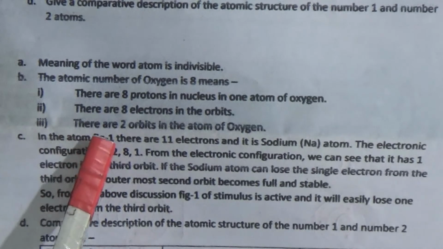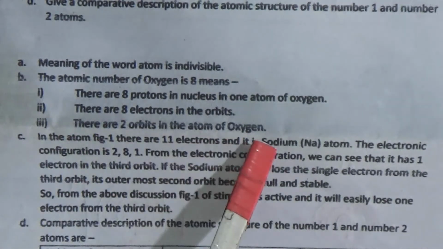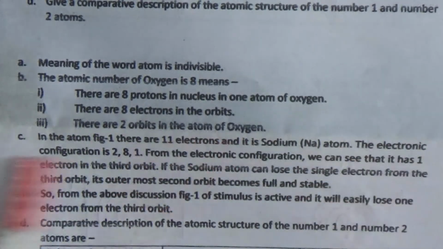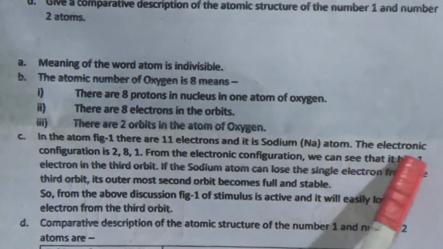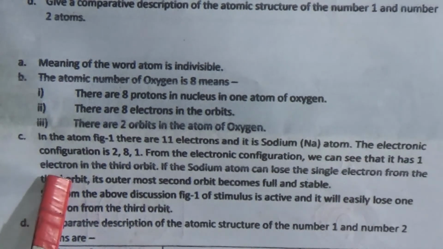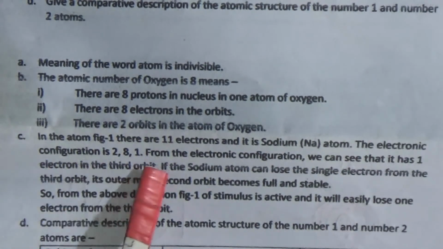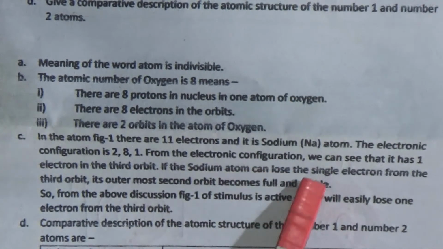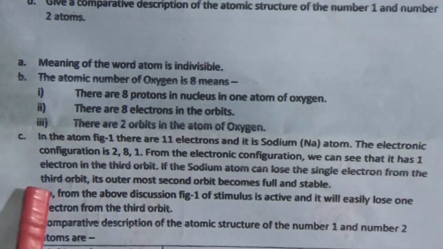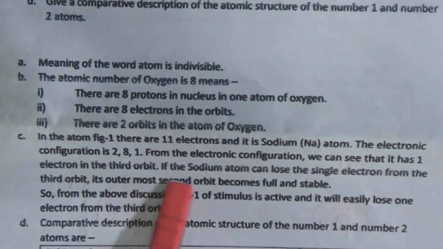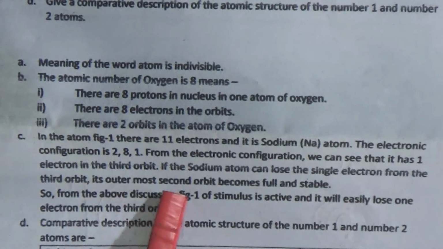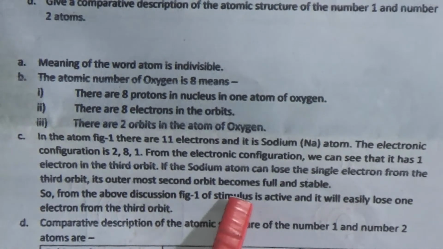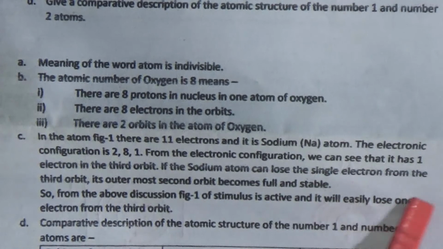In figure 1, there are 11 electrons and it is a sodium atom. The electronic configuration is 2, 8, 1. From the electronic configuration we can say it has 1 electron in the 3rd orbit. If the sodium atom can lose a single electron from the 3rd orbit, its outermost orbit, the 2nd orbit becomes full and stable. So from the above discussion, figure 1 of the stimulus is active and it will easily lose 1 electron from the 3rd orbit.